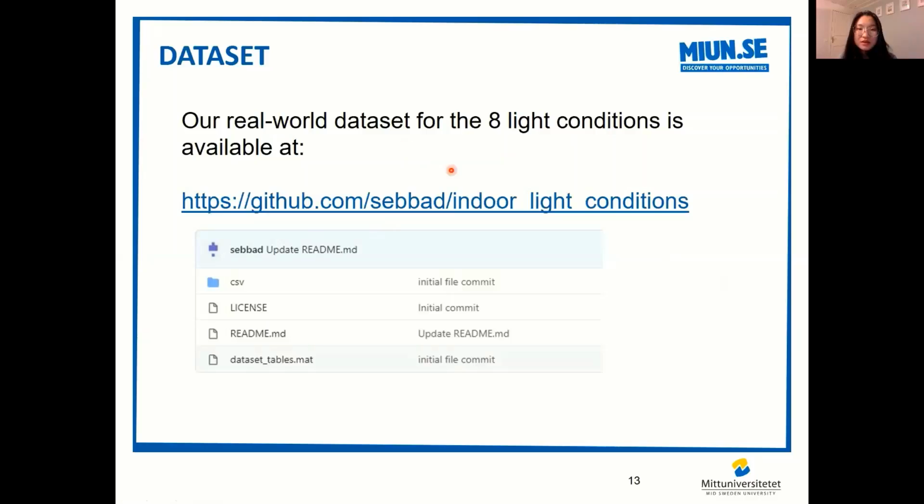If you are interested in our raw data, you can find all of the 8 real-world light condition data sets in this link.